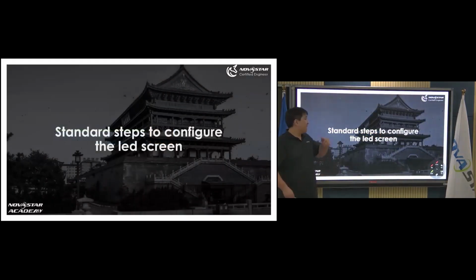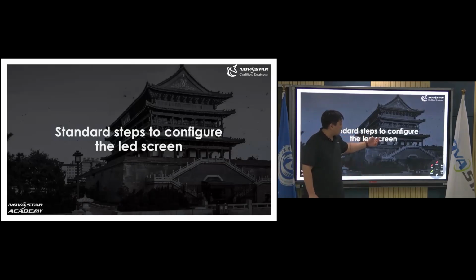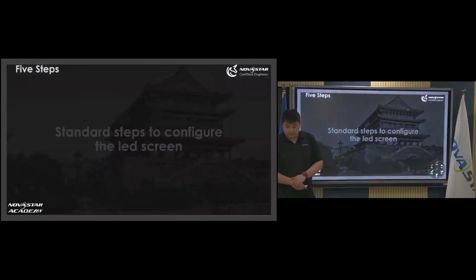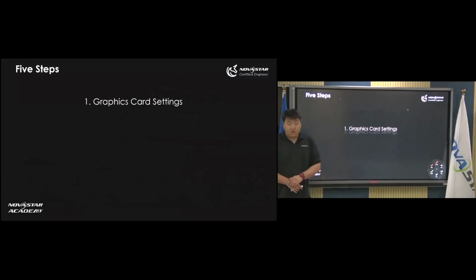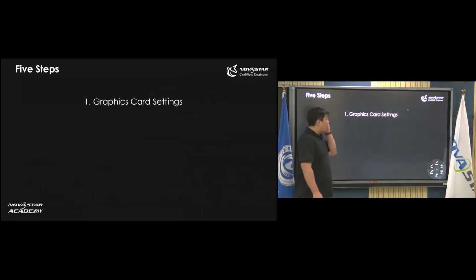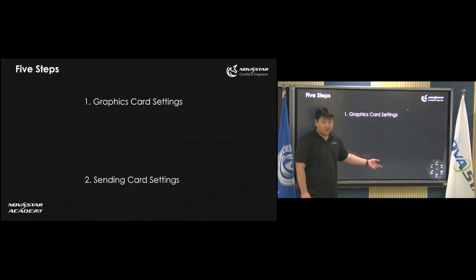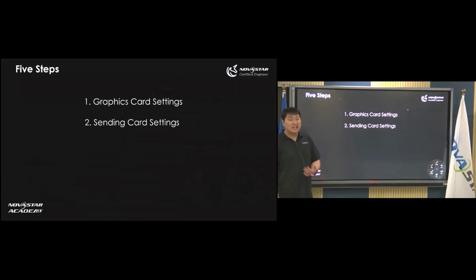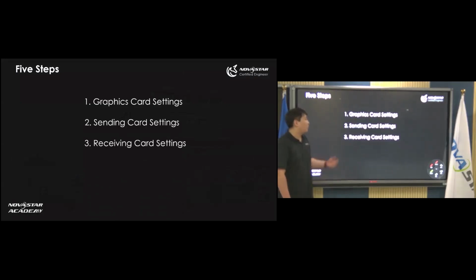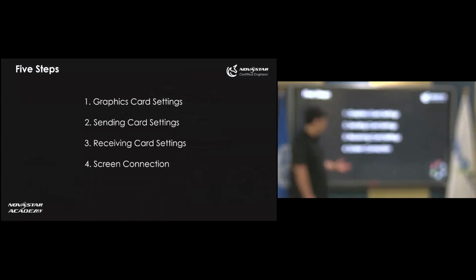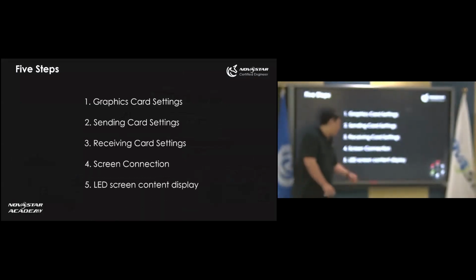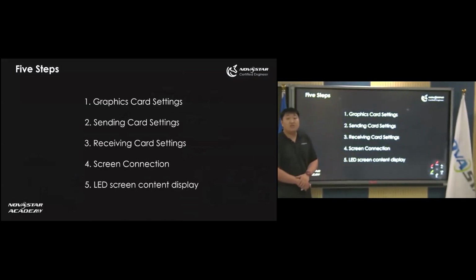All right, after that, next thing, we're going to talk about the standard steps to configure the LED screen. Here we've got the 5 steps. Step number 1, the graphic card settings. Number 2, sending card settings. Number 3, receiving card settings. Number 4, screen connection. Number 5, LED screen content display.